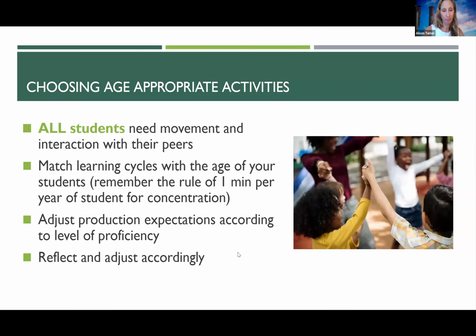And then also adjusting production expectations according to the level of proficiency. With beginner learners, remember that it's common to have a silent period where they might not be ready to produce, but this does not mean that they aren't learning or absorbing the language that is being spoken in the classroom, or the language that is being provided in the classroom. And so there's ways to have students participate without oral production. Maybe it's a checkbox, maybe it's a thumbs up, thumbs down, maybe it's pointing to a picture or manipulating something.